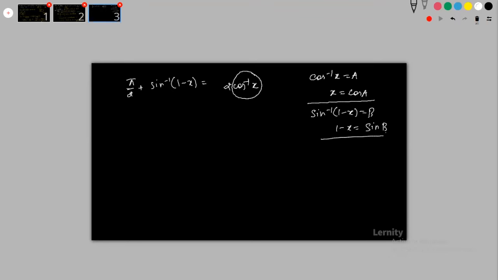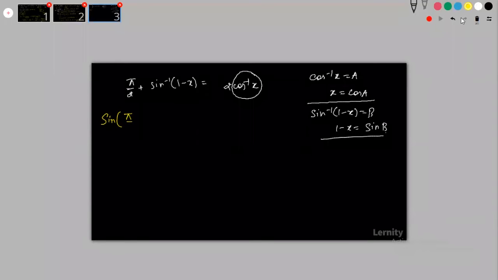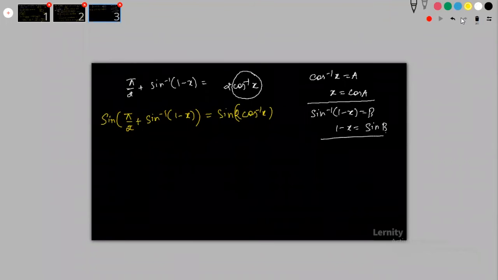Why am I taking cos on both sides? Why not sine? See, if I take sine, what will happen? If I take sine on both sides, so this is sine of pi by 2 plus sine inverse of 1 minus x is equal to sine of 2 cos inverse of x, right? Then why will it be difficult for me to solve? See here, sine of pi by 2 plus theta is cos of theta.